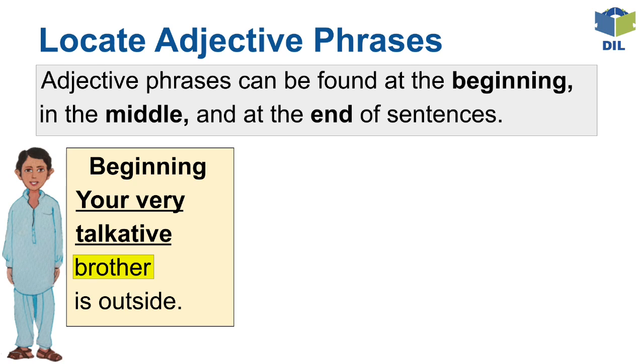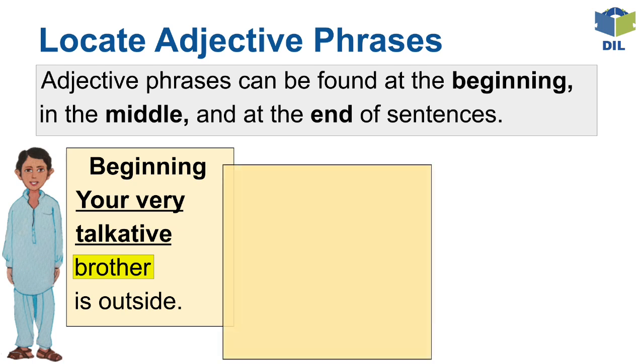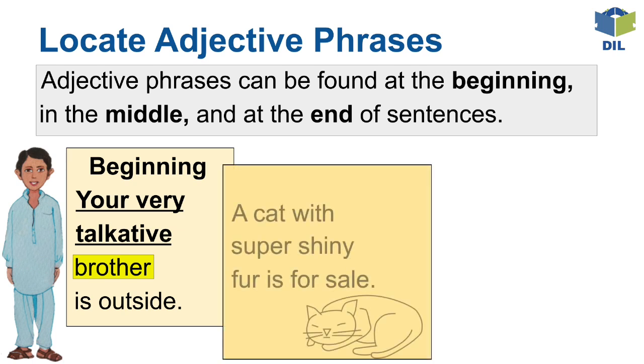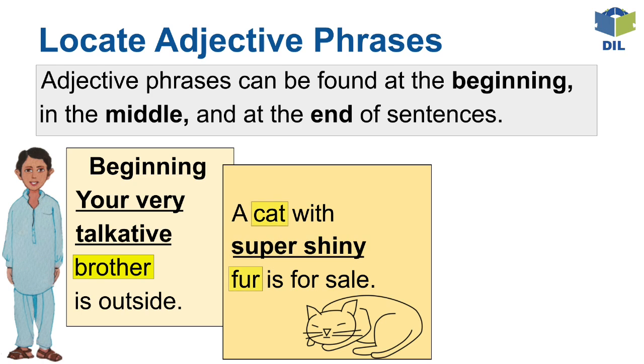Now let's see an adjective phrase in the middle of a sentence. A cat with super shiny fur is for sale. What is the adjective phrase? Exactly. The adjective phrase is super shiny. It is describing the cat's fur. In this example, the adjective phrase is in the middle of the sentence. This is also an example of an adjective of quality.